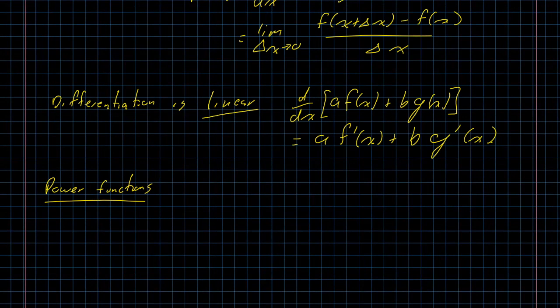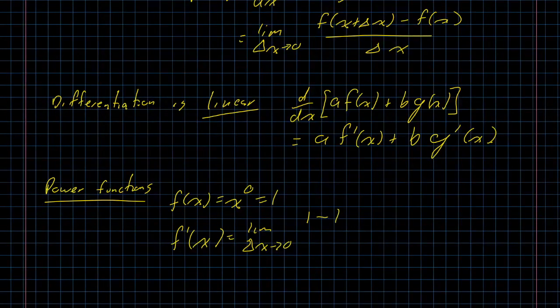Some of the simplest functions that we can possibly work with are the power functions. I'm going to start with the simplest of the power functions. X to the 0 is 1. And let's see what happens when we try to take the derivative of 1. Well, we evaluate f of x plus delta x, and we get 1. We evaluate f of x, and we get 1. So we have the limit as delta x goes to 0 of 0 over delta x, which is the limit of 0, or just 0.